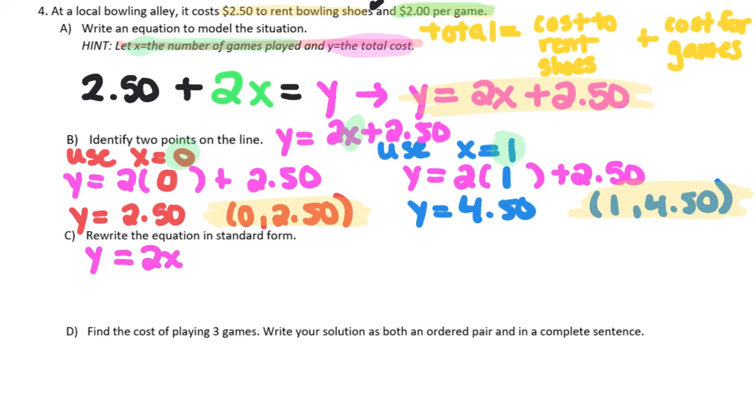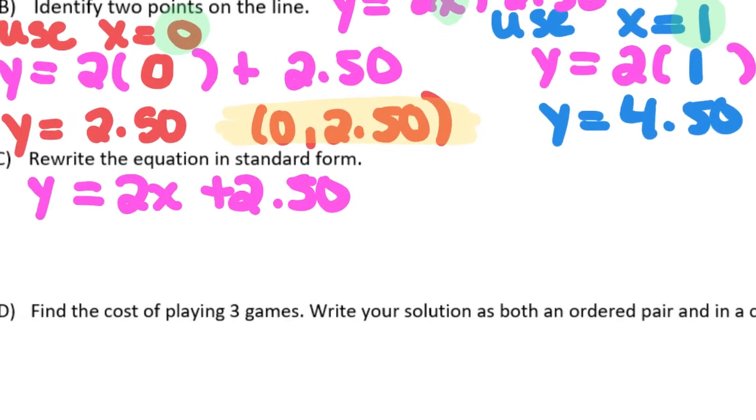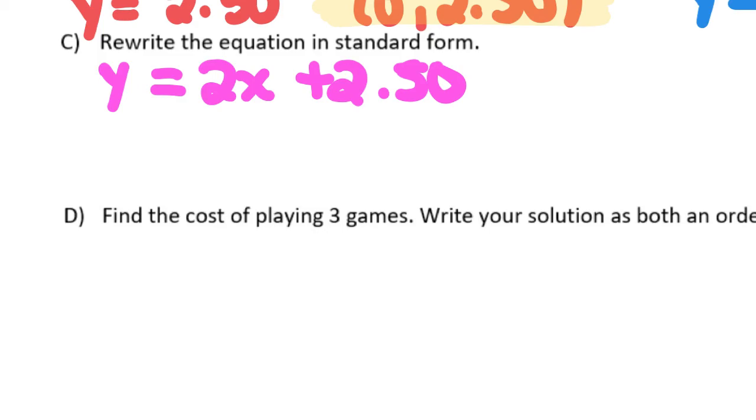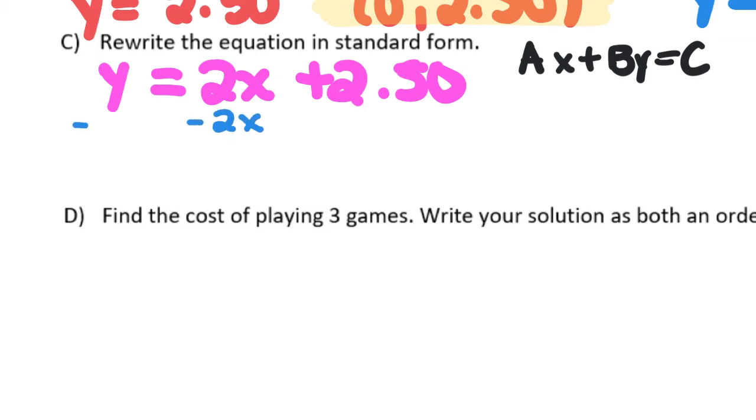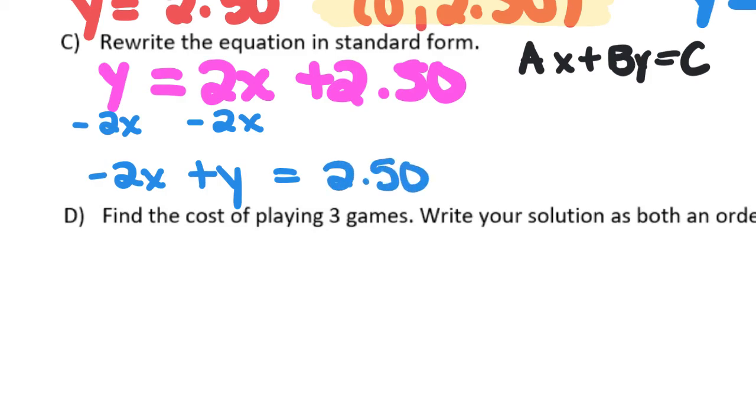Now if we want to rewrite the equation in standard form, I'm starting with the equation y equals 2x plus 2.50. When you're rewriting something in standard form, essentially all you're doing is changing it into the form where x and y are together, like ax plus by equals c. In order to do such rearranging, I'd have to move the x over. So I can subtract 2x from both sides, and I'm going to rewrite it as negative 2x plus y equals 2.50. So this would be my answer for the equation in standard form.